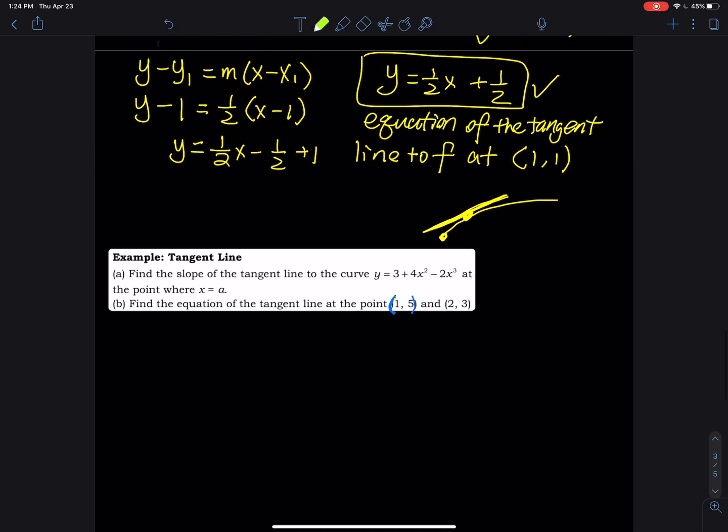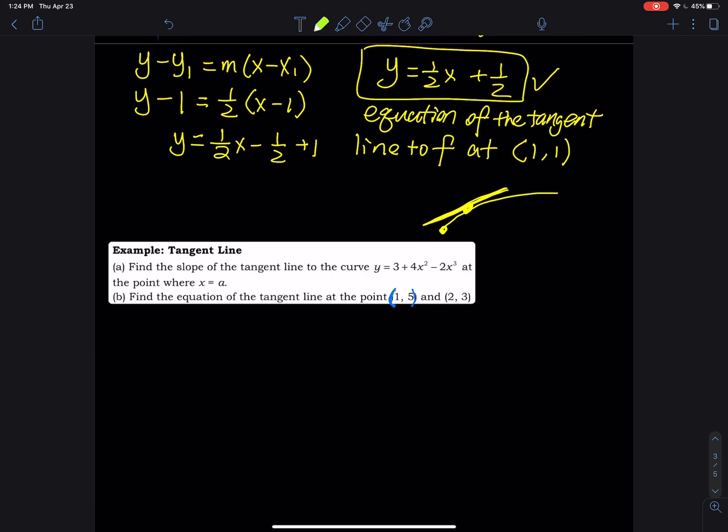So we have y equals that. So I am going to, in part A, start with this. So the slope is equal to the limit as h goes to 0. We have f of a plus h minus f of a divided by h. All right. So what is a plus h?